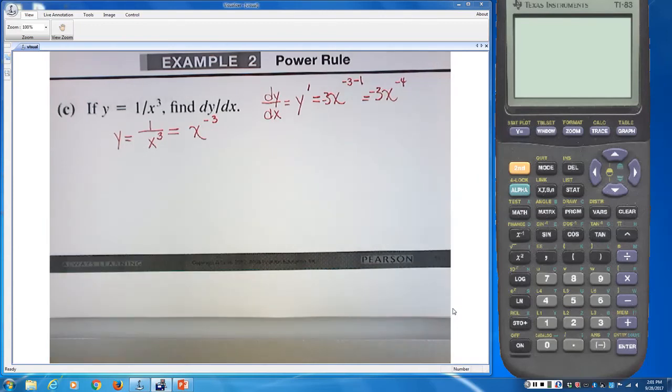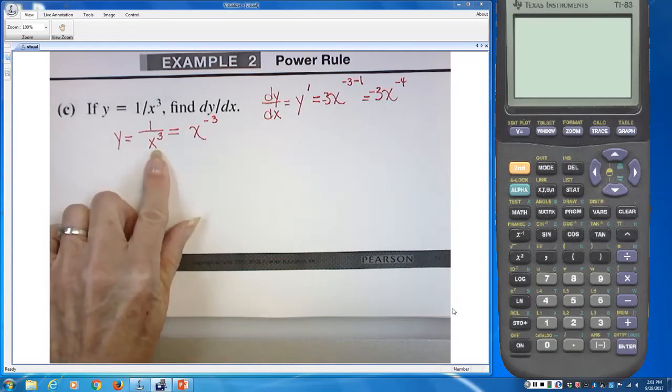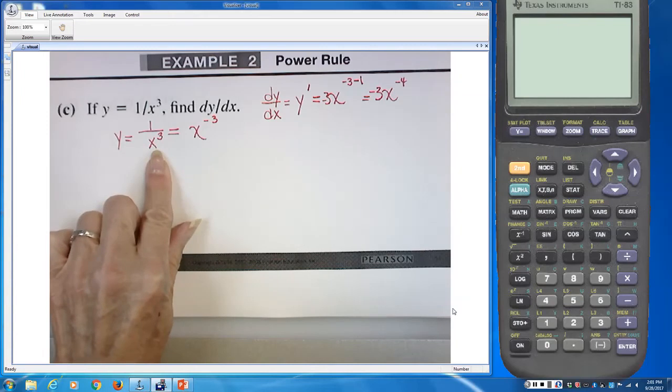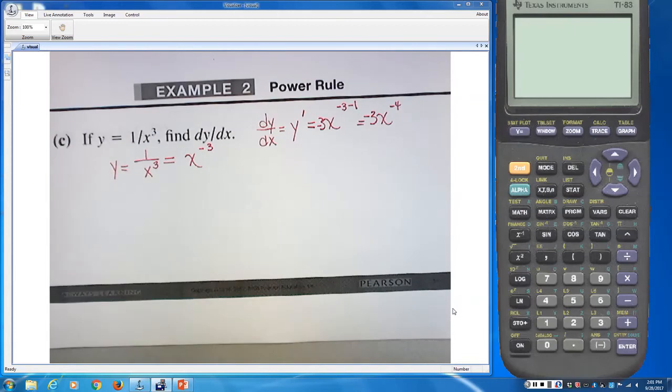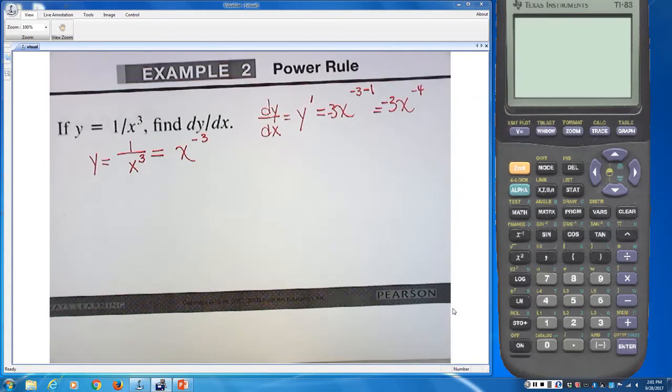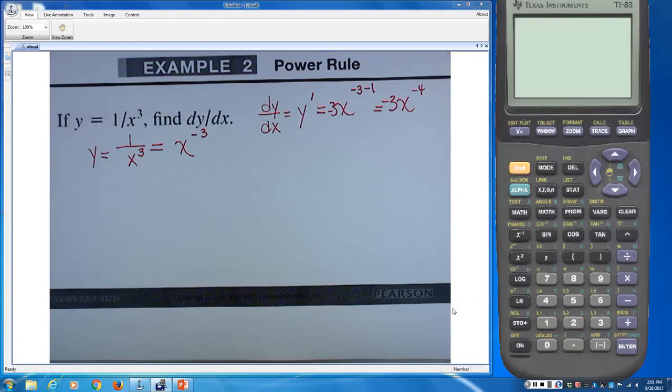So you bring the power down in front and you reduce it by 1. But if it doesn't look like a power, make it look like 1. Okay? If it doesn't look like a power, make it look like 1. Do we need to get some lights off so you can see better? Does that help?